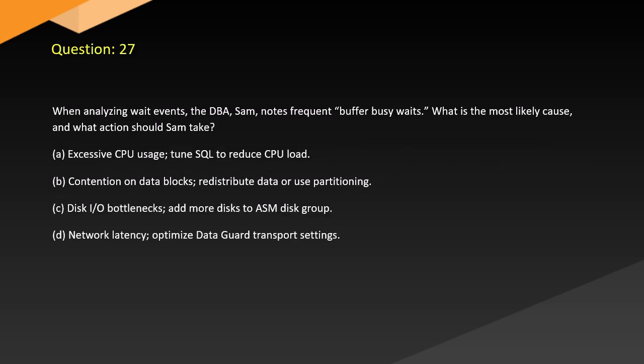Question 27. When analyzing wait events, the DBA Sam notes frequent buffer busy waits. What is the most likely cause and what action should Sam take? A. Excessive CPU usage. Tune SQL to reduce CPU load. B. Contention on data blocks. Redistribute data or use partitioning. C. Disk I/O bottlenecks. Add more disks to the ASM disk group. D. Network latency. Optimize Data Guard transport settings.